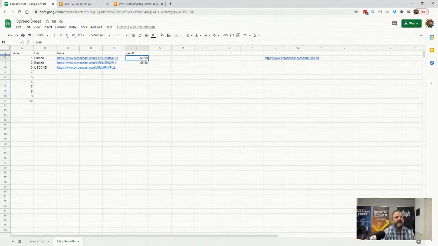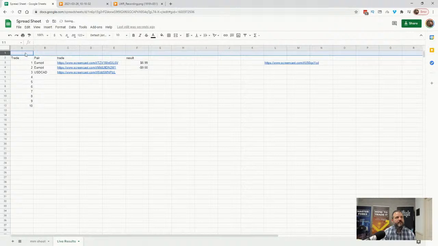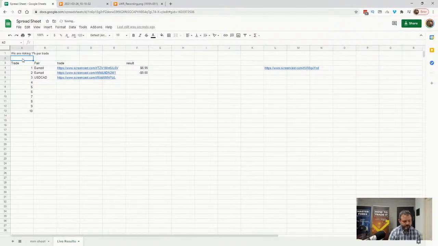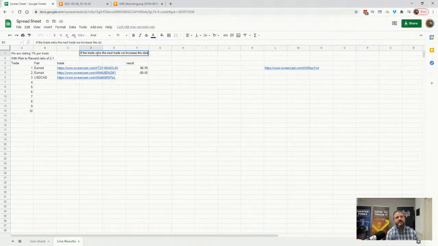So we go 1%. Let me add a little bit of rules here just so you guys can see. Insert one above. We are risking 2% per trade. Or no, not 2. What am I saying? We're risking 1% per trade, with a risk to reward ratio of 1:2, which means I'm trying to get a $2 target and a $1 loss, so 2 to 1. If the trade wins, the next trade we increase the size by the total of the win plus 1%. Okay, so right now we have that.